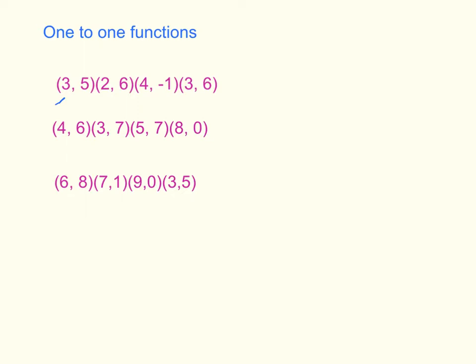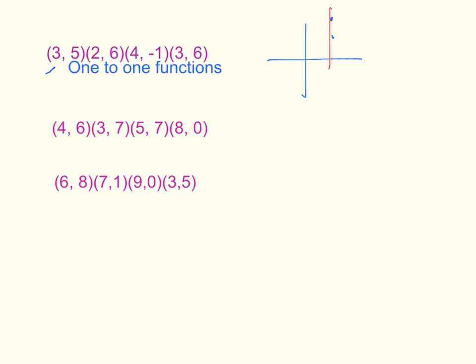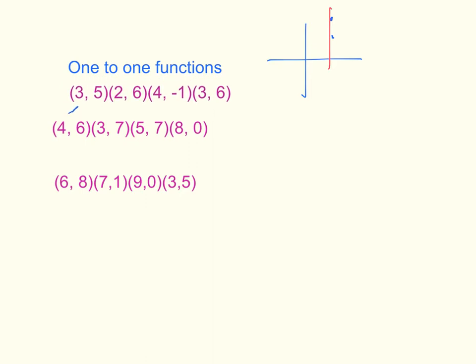It would fail that vertical line test. If I were to plot those points on a set of axes, (3, 5) might be here and (3, 6) might be here, and you could see that they would fail that vertical line test. They're right on top of each other, right? So the x's cannot repeat to determine whether or not something is a function. So this one is not even a function to begin with, okay?